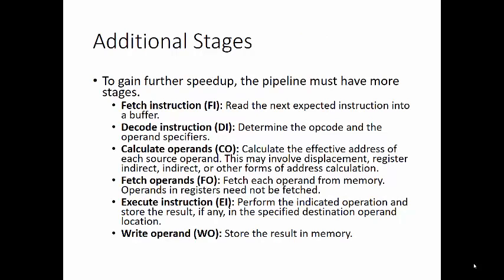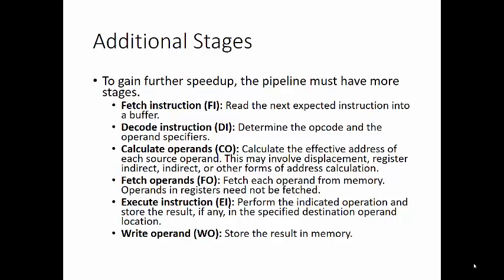So one of these stages is fetch instruction, which reads the next expected instruction into a buffer. Decode instruction: determine the opcode and operand specifiers. Calculate operands: calculate the address of each of the operands that we're going to perform the operation on. This could involve displacement, indirect, direct, or other forms of address calculation that we saw in the previous chapters. Fetch operands: fetch each operand from memory. Operands in the registers need not be fetched, because they're already in the registers, of course.